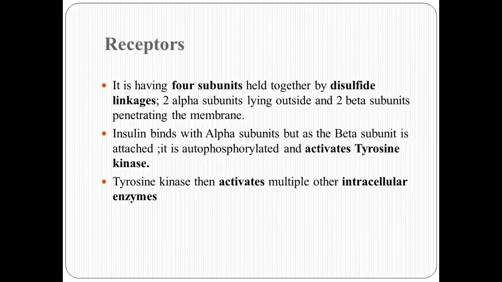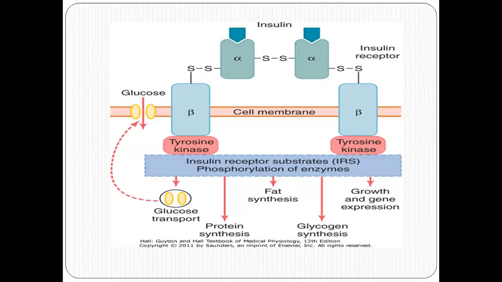Now, insulin binds with the alpha subunit, but the alpha is also linked with the beta subunit. So, whenever alpha is phosphorylated, the beta subunit also is autophosphorylated and it activates the enzyme tyrosine kinase. This tyrosine kinase then activates multiple other intracellular enzymes and thus the receptor hormone complex is responsible for its metabolic action. So this is how it works.